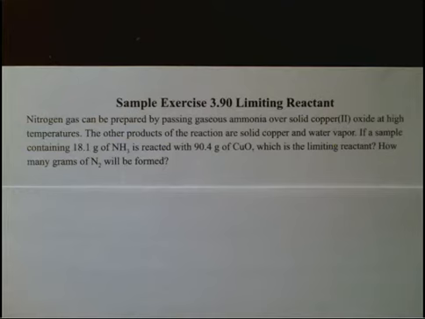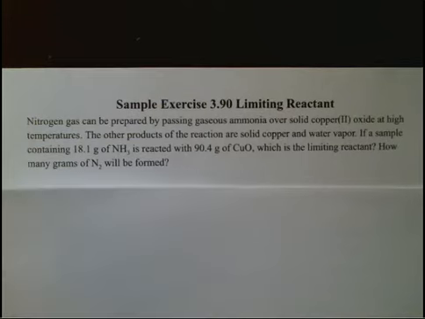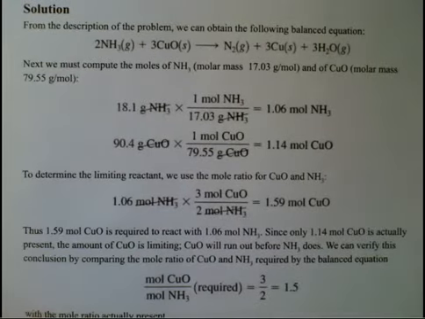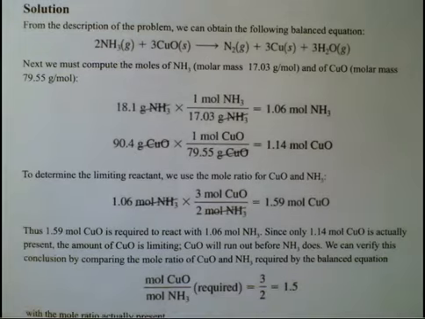If a sample containing 18.1 grams of ammonia is reacted with 90.4 grams of copper(II) oxide, which is the limiting reactant? And how many grams of N2, nitrogen gas, will be formed? So two different questions there. Go ahead and press pause now because here come the solutions. A little bit of a longer solution, so you have to bear with me here.